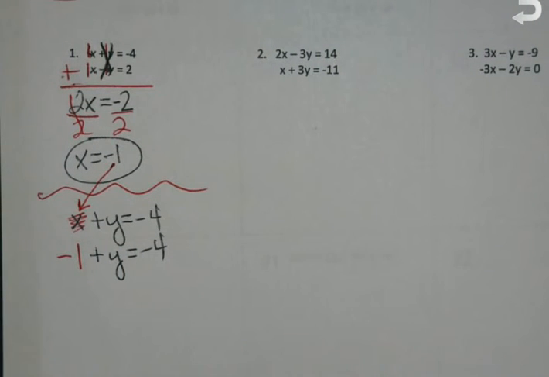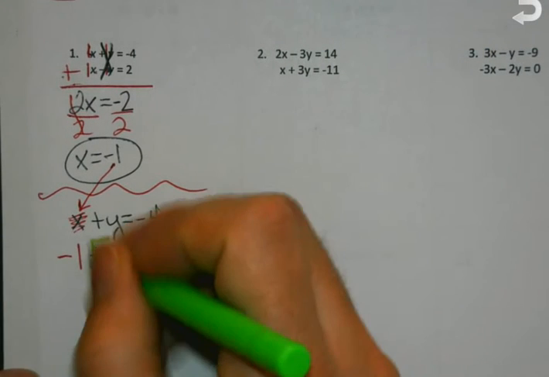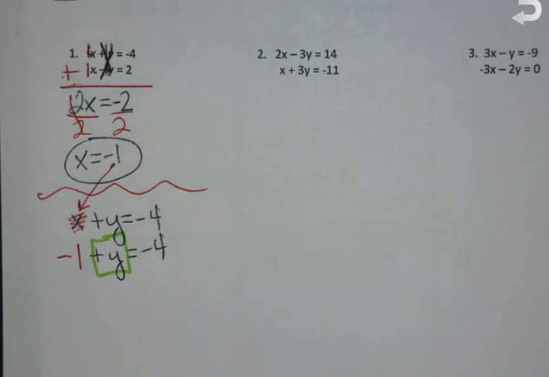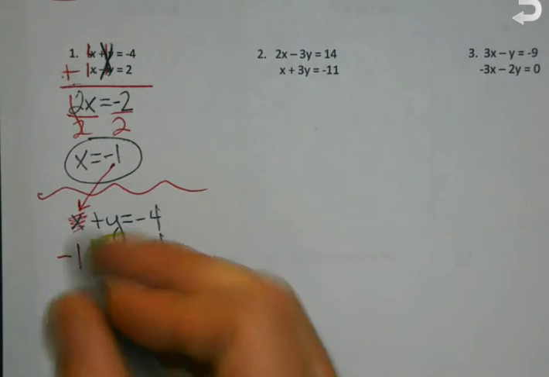And what would my one step be now to get y alone? How do I get that negative 1 out of there? Just add it. It's true.